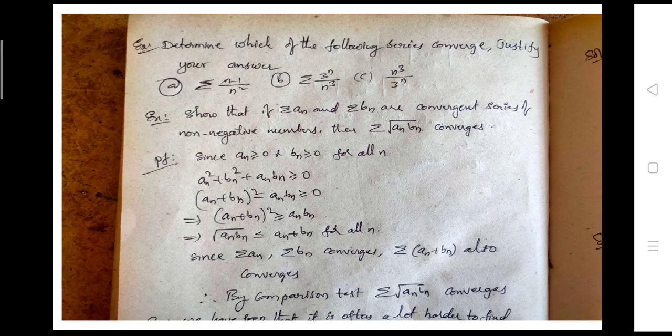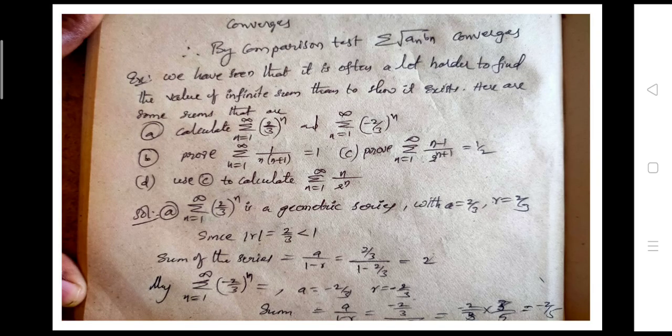Since sigma an and sigma bn converge, therefore sigma of an plus bn also converges. So by the comparison test, sigma root an bn converges. Continue to the next slide.